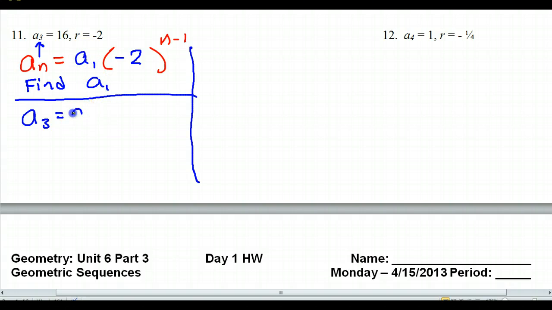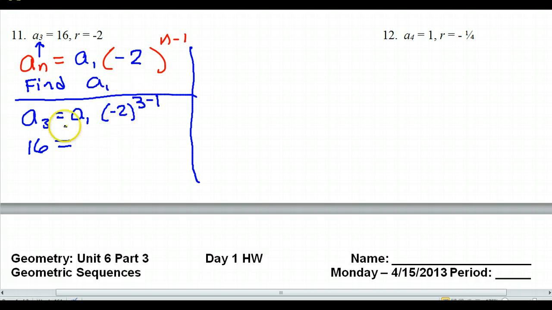And that should equal A1, which we don't know, times -2, because that's the common ratio, to the n minus 1 power. Look, we know what n is. If we're talking about A3, that means n is 3. So it'll be 3 minus 1. See, this is n and this is n. These will always match. If it's A3, n is 3. If it's A4, n is 4, and so on. So we should be able to find A1 from this because we know what A3 is. A3 is 16. Now, I'm going to go ahead and put in 16 now.